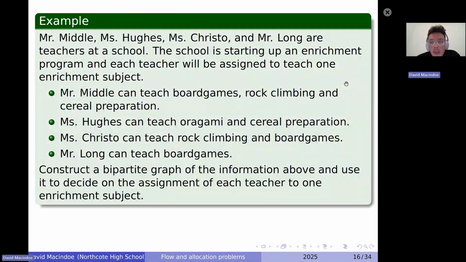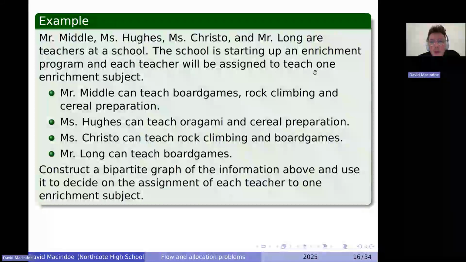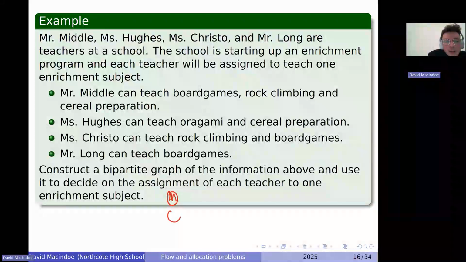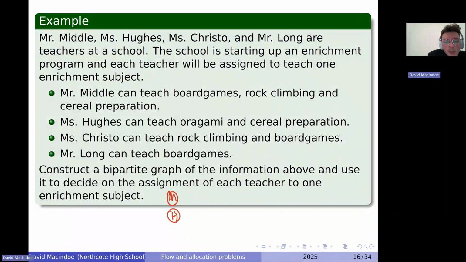Well, let's first do a nice simple example of what this might look like. If you want to pause the video, give this a read, you can get a bit of a flavor of what we're doing. But basically, we've got these teachers and different subjects for them to teach. And let's have a little draw. So I'm going to draw one group being the teachers, each of those letters representing a teacher, just the first letter of their name. And then our different subjects that they can teach.